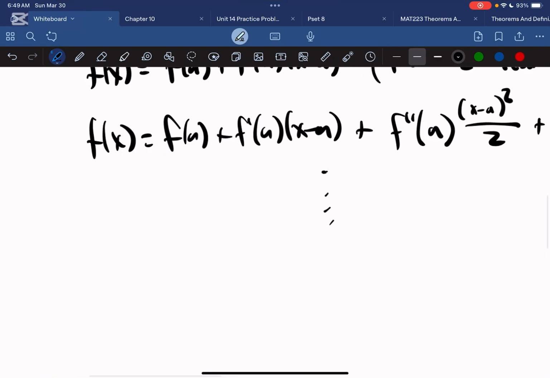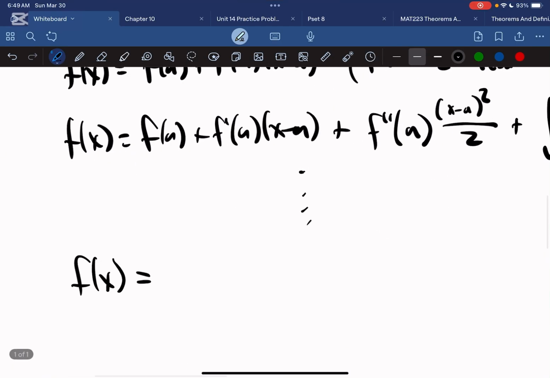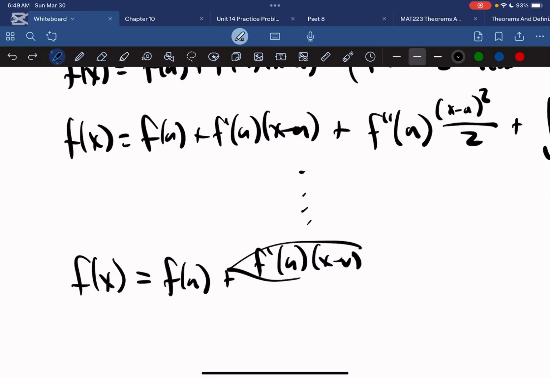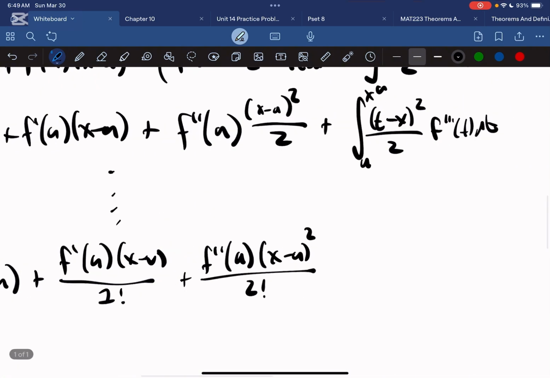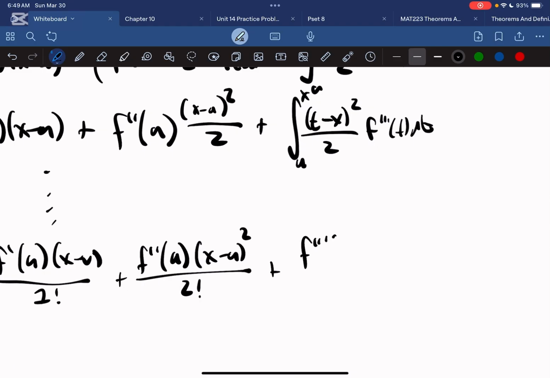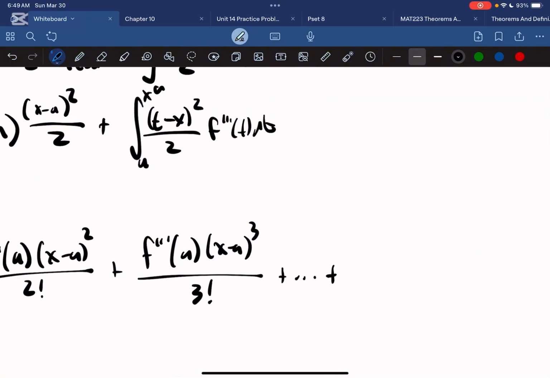And so if we do this enough times, we'll end up with f at x is equal to f at a plus f prime at a times x minus a, right? And this is all over 1 factorial plus f double prime at a times x minus a squared over 2 factorial, right? Plus f triple prime at a times x minus a cubed over 3 factorial. And we do this so many times till we get f at n at a times x minus a to the n over n factorial.